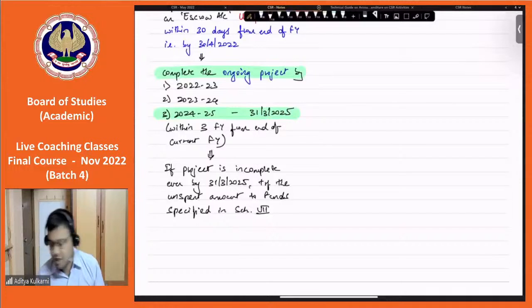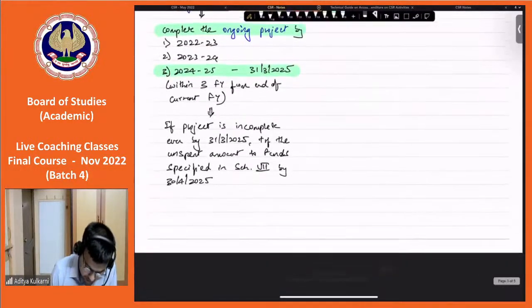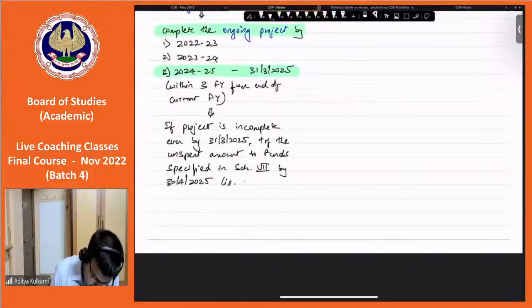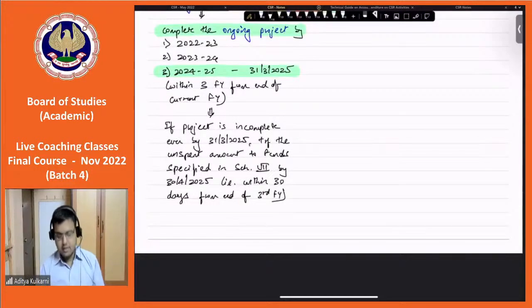Specified in Schedule 7 by 30th April 2025. That is within 30 days from the end of the third financial year.